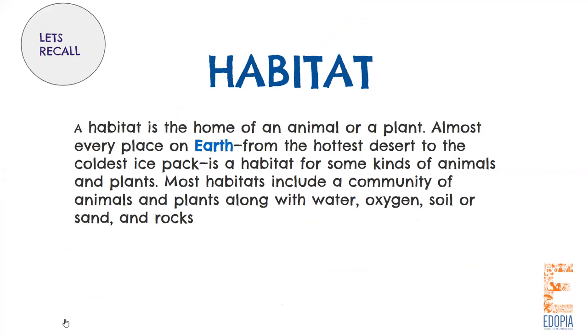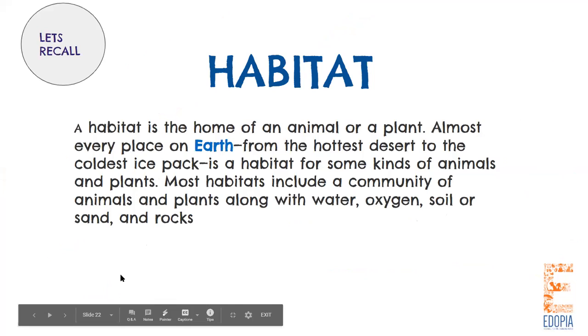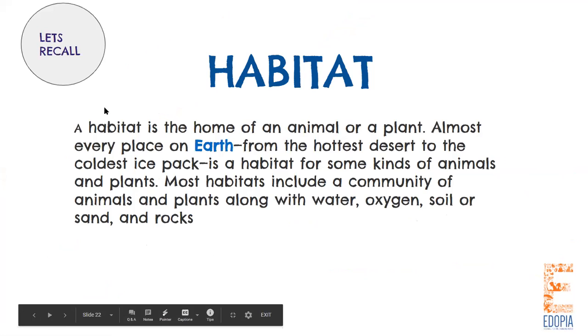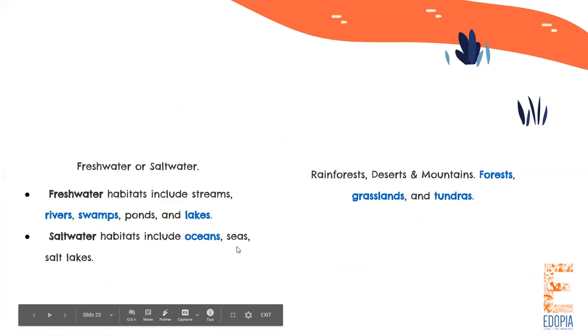In this week's projects class, we recalled what habitats are, and then we talked about two types of habitats. A habitat is a home of an animal or a plant. Almost every place on earth, from the hottest desert to the coldest ice pack, is home to a certain type of animal and plant.